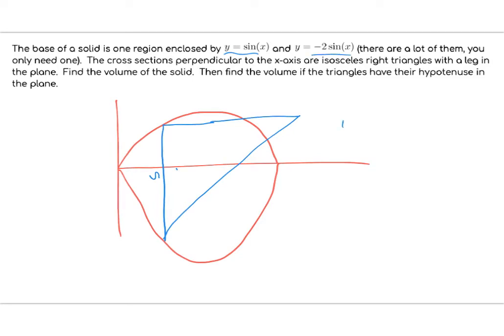So for the first piece of this, and by the way, these are going to intersect at pi. So we're going from 0 to pi. And for the first thing, we've got area of a triangle is 1/2 base times height. Here the base and the height are both s, so 1/2 s squared. And in this case, s is going to be sine of x minus negative 2 sine of x, so it's plus 2 sine of x. That would be 3 sine of x as a value.